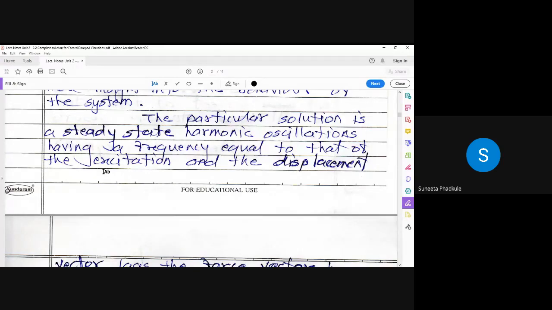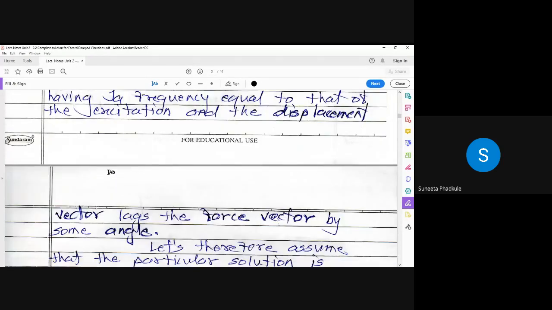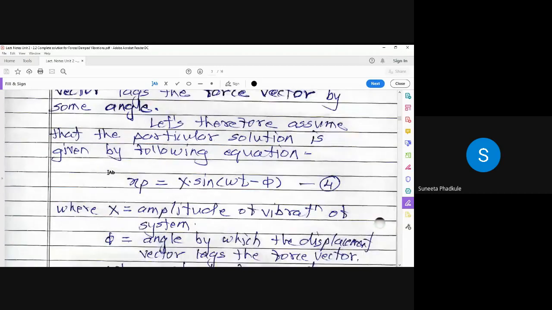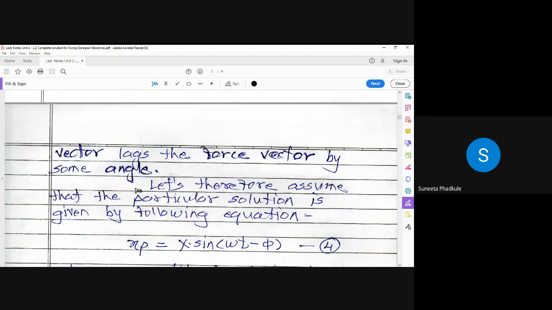We are going to assume a certain solution, given by xp is equal to capital X sine of omega t minus phi. This is the solution we have to assume for the particular integral. The same solution is written in mathematical form, and I have written it here in words as well.